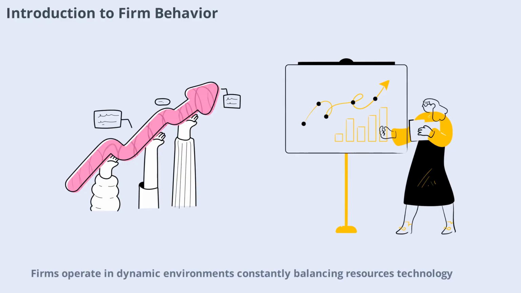Firms operate in dynamic environments, constantly balancing resources, technology, and market demand. By examining the relationship between production and costs, we can better appreciate the strategies firms use to maximize profits and remain competitive. Let's begin by laying the foundation with some key concepts that drive firm behavior in the marketplace.